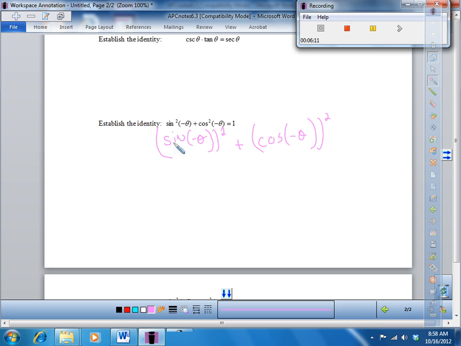Well, I already know that sine of negative theta, because of even and odd properties, can be written as negative sine of theta squared, right? Plus, how could I rewrite this? Cosine of positive theta squared. And when I square a negative, it turns it into a positive. So I get sine squared of theta plus cosine squared of theta. And you're trying to show that this is equal to 1, right? Is this equal to 1?